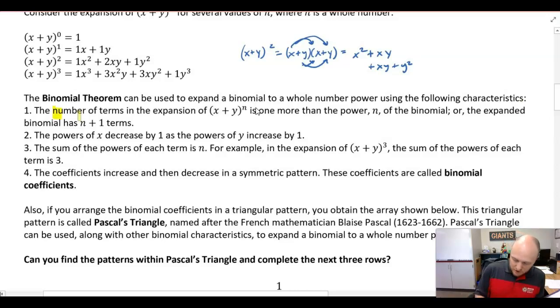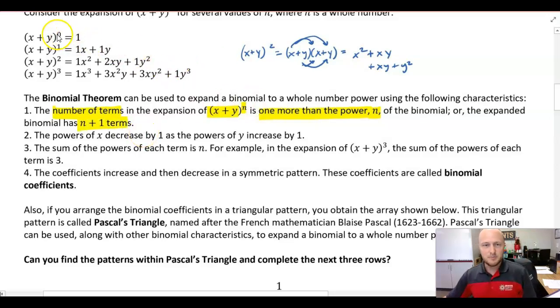The number of terms in the expansion of x plus y to the power of n is 1 more than the power n of the binomial. Or the binomial will have n plus 1 terms. So if you noticed, its power of 0, it's going to have 1 term. Its power of 1, it's going to have 2 terms. Its power of 3, it's going to have 3 plus 1 terms, so 4 terms. That's the first item.